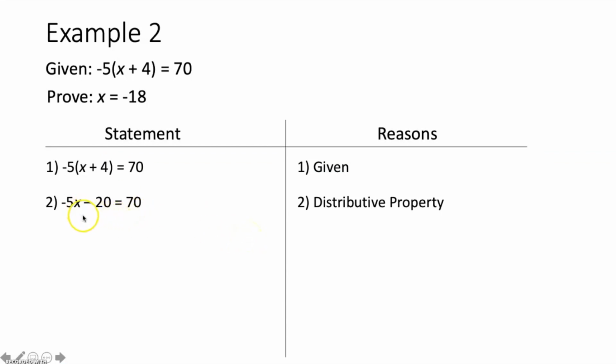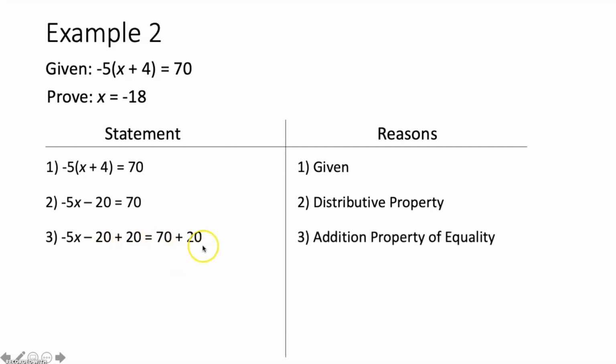How do I solve this for x? Well, I guess since it's -20, I would add 20 to both sides of the equation. And when you do something to both sides of an equation, that's a property of equality. Since we're adding 20 to both sides, that would be the addition property of equality.